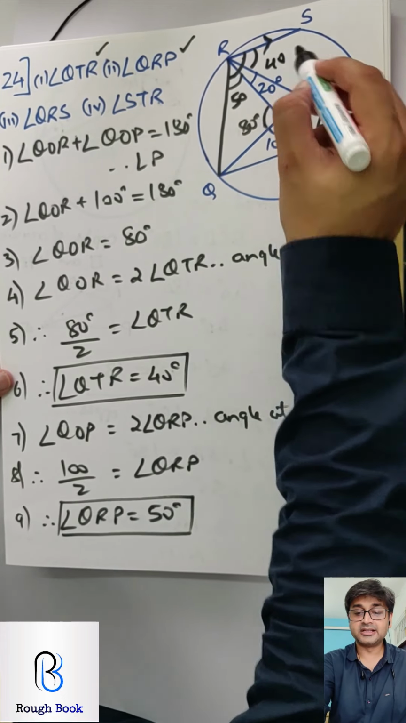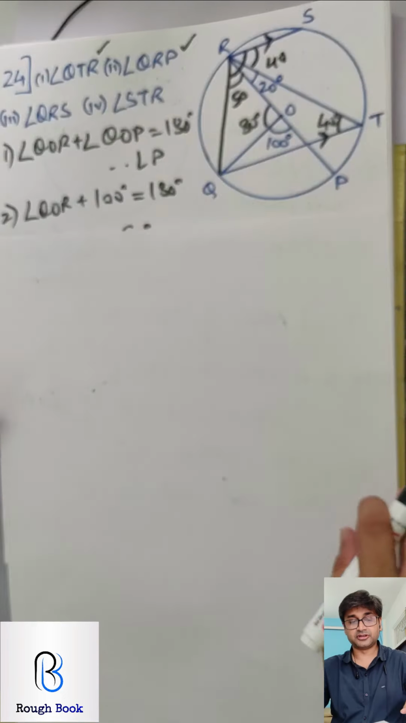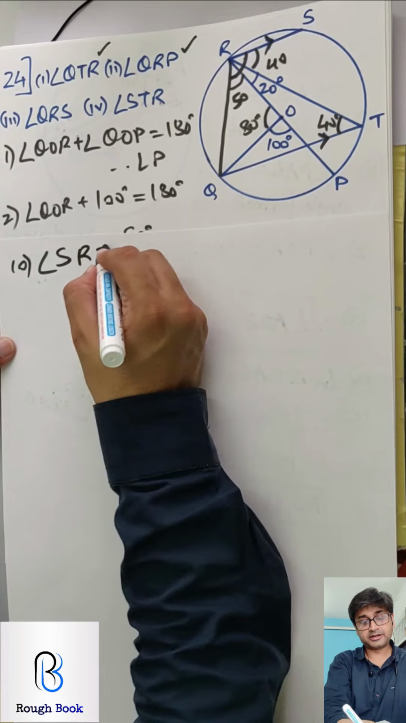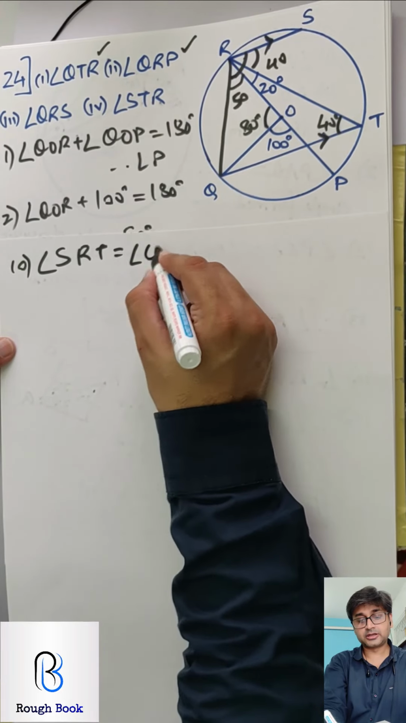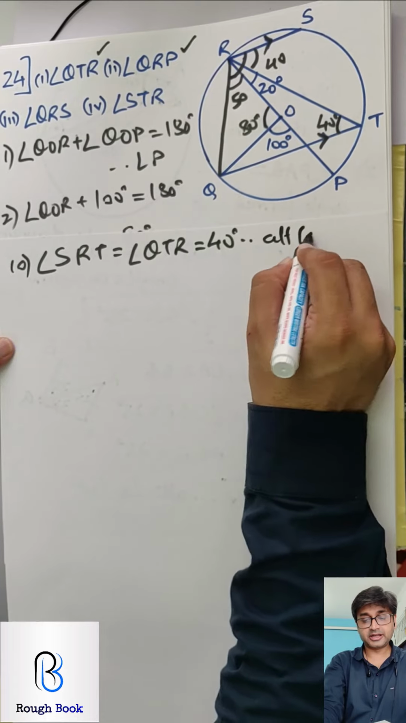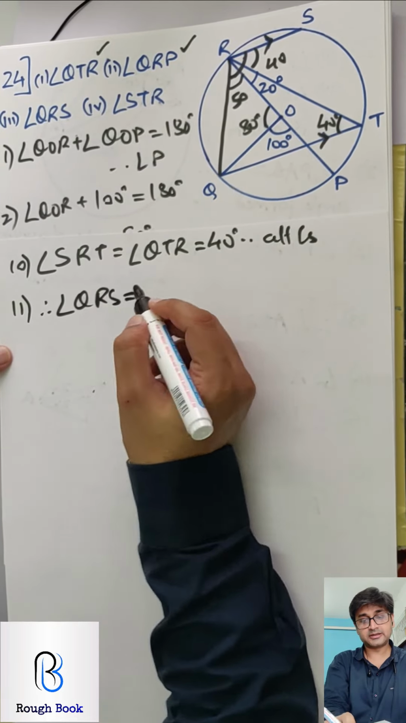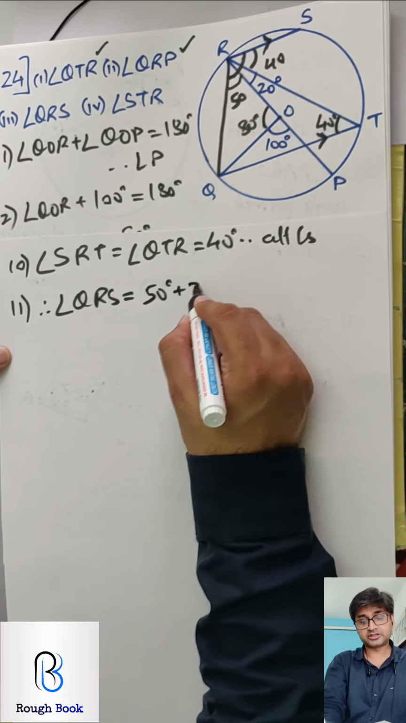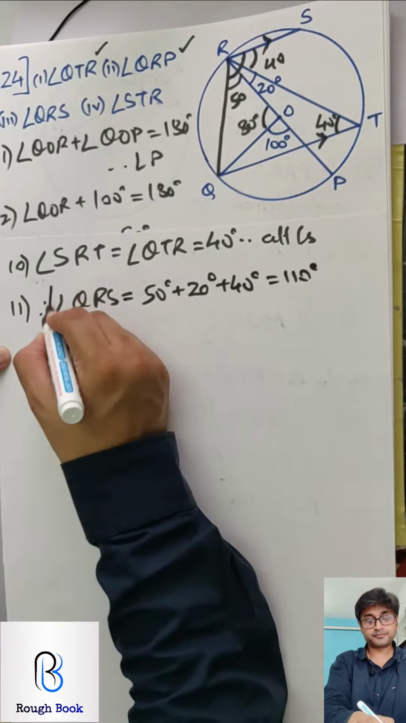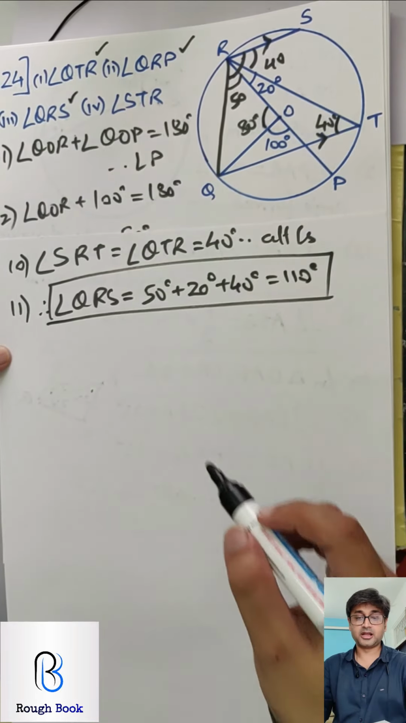So alternate angles 40. So we'll first write alternate and then we will add everything. Step 10, angle SRT equals angle QTR equals 40, alternate angles. And therefore finally I can say QRS is equal to 50 plus 20 plus 40, so 110. So I got my third part as well, 110.